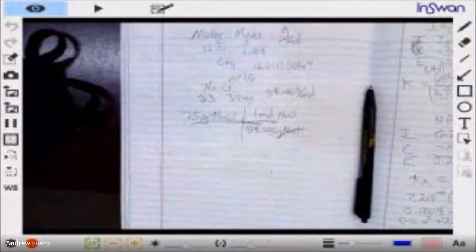And so we'd say, oh, 25 divided by 58, and how many moles did I have? I would have 0.427. If I wanted to keep sig figs, 0.43 moles of sodium chloride.